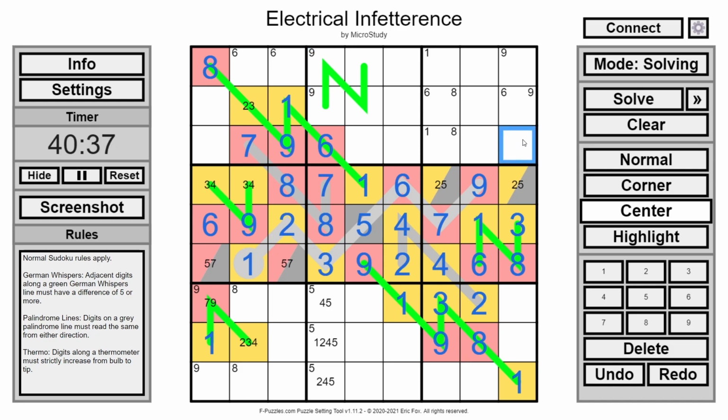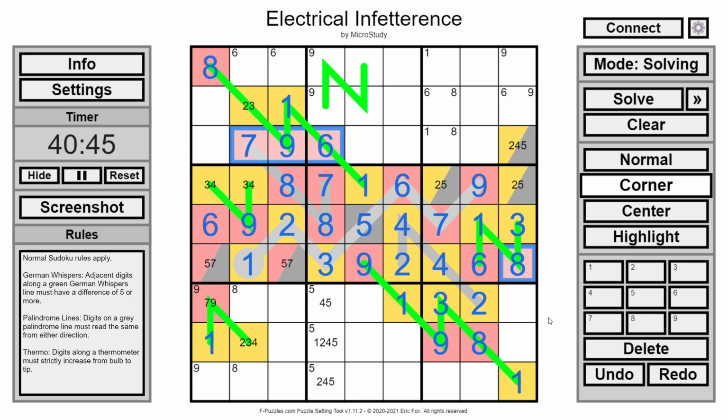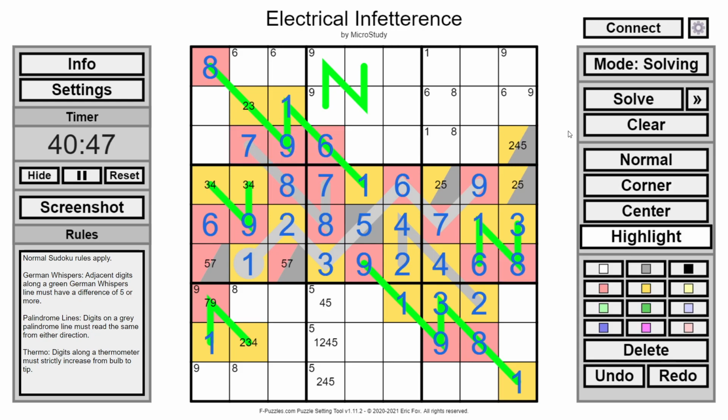This digit is a low digit or a 5. So it's a 2, 4, or 5. It's a low digit or a 5. Because it sees 6, 7... Sorry, yeah, 6, 7, 8, 9.